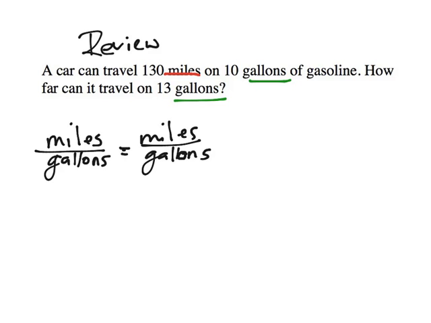Okay, so now it's just a matter of inserting the numbers. In the first ratio, we have 130 miles, and it takes 10 gallons of gas to do that, and that's equal to, well, we don't know how many miles 13 gallons of gas would take us. Once you get it set up, it's pretty easy from here.